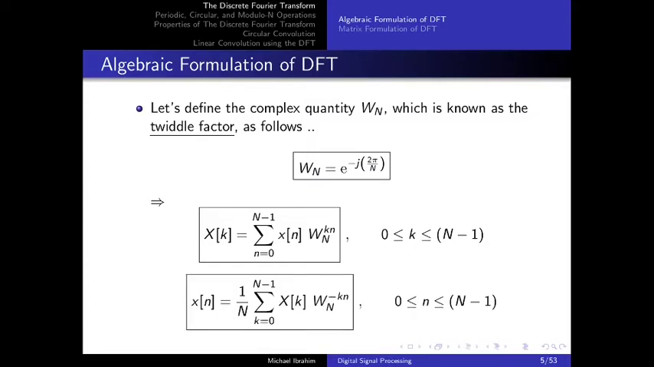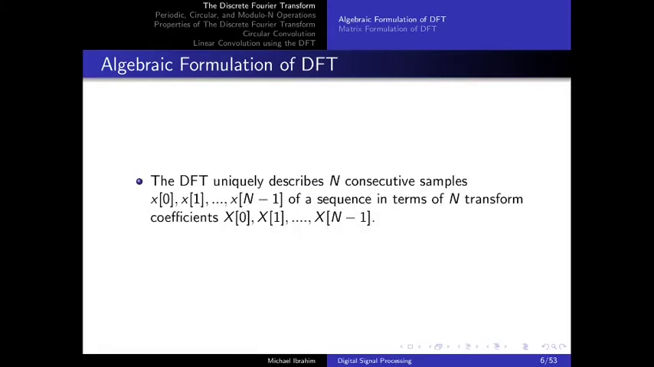And same for the inverse DFT, where x of n can be computed as 1 over N, summation from k equal to 0 up to N minus 1 of X of k times W_N to the minus kn. So the DFT uniquely describes N consecutive samples of x of n in time domain by N consecutive samples in frequency domain, X of k. And by uniquely, we mean that from x of n we can get X of k, and from X of k we can get the same x of n back.